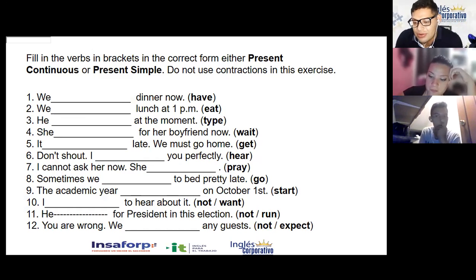Okay, so we're going to start with this exercise about the present continuous or present simple. For this, I want you to help me to check the possible answers about this exercise. And you will try to choose the best one. Look at the context, look at the vocabulary, because we studied in the past the differences between the present simple and the present continuous.